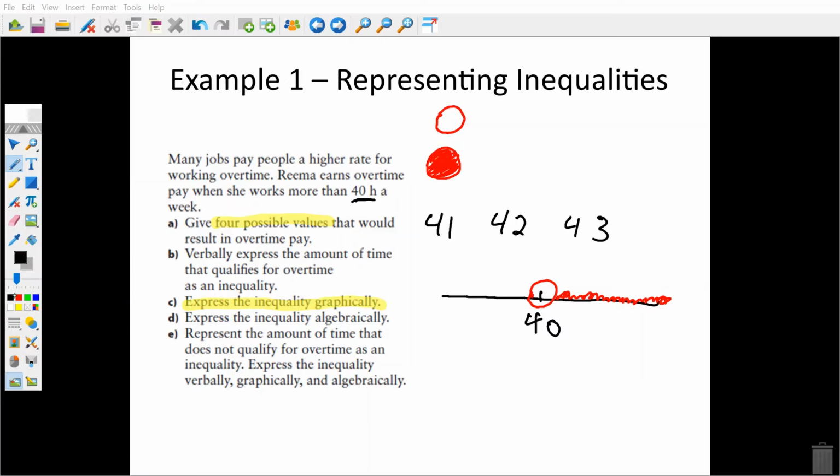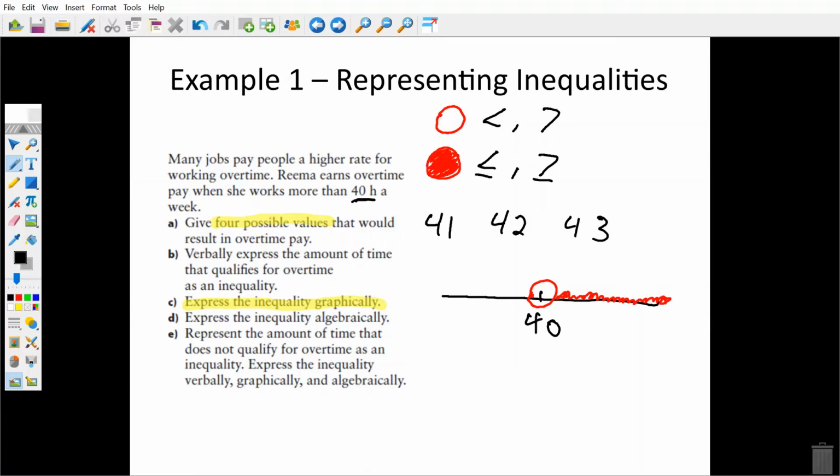The open circle means greater than or less than, but not equal to. Whereas the colored in circle, the closed boundary point, means less than or equal to, or greater than or equal to. So you have to really read the question here.